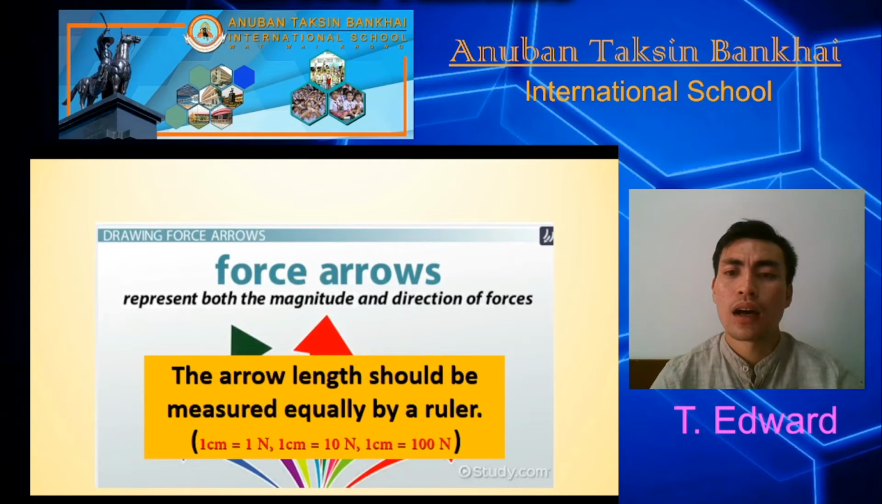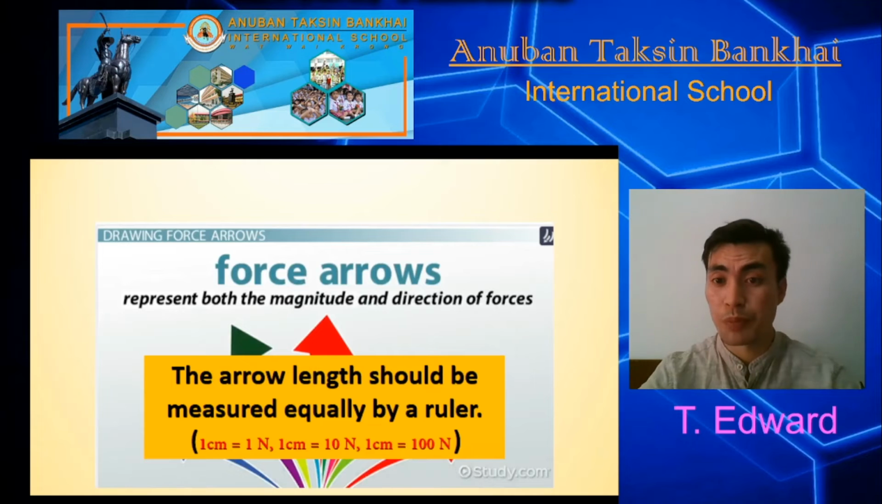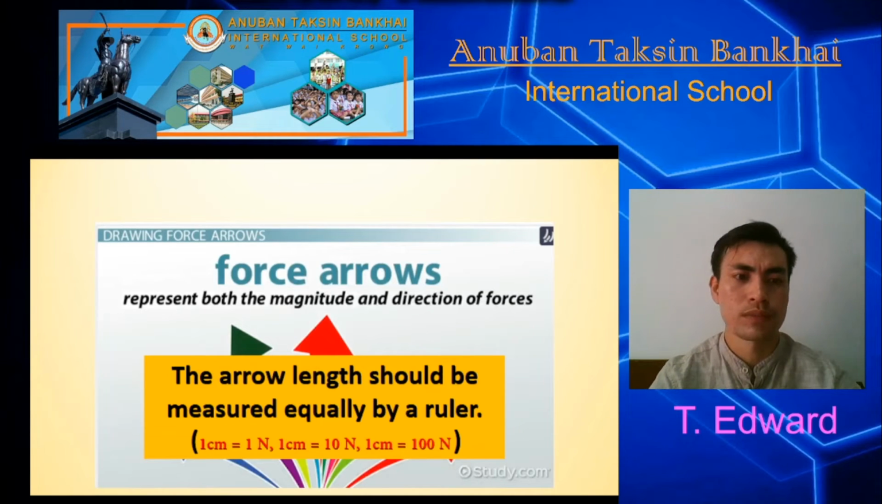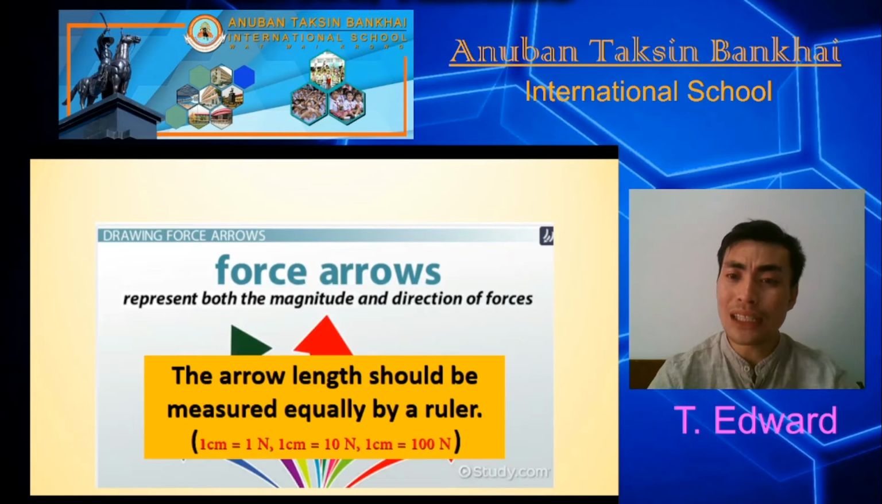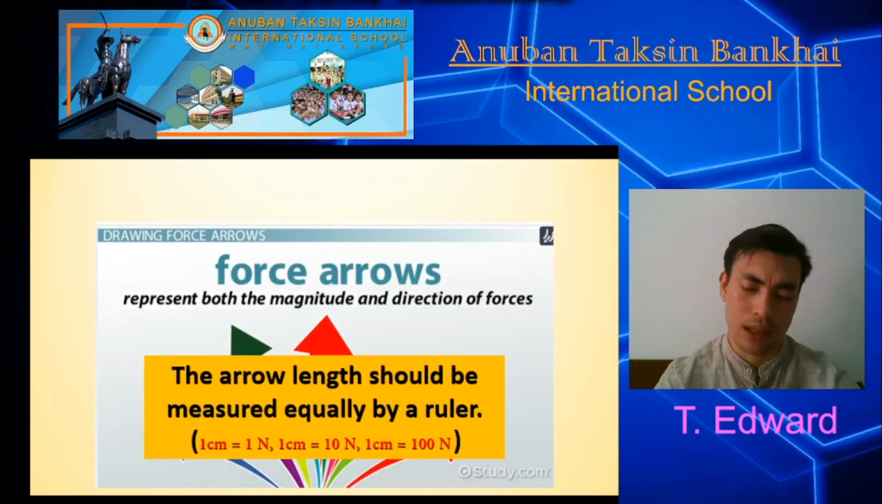Now, I want you to get your ruler and let's try to practice drawing some of these. On your ruler you have 1 centimeter, right? You can see 1 centimeter, and you have inches as well. So it is up to you if you want to say 1 centimeter is equal to 1 Newton, or 1 centimeter is equal to 10 Newton, or 1 centimeter is equal to 100 Newton. If the newtons are very high, for example 100, 200, 300 newtons, you can say 1 inch is equal to 100 Newton. It can be like that.